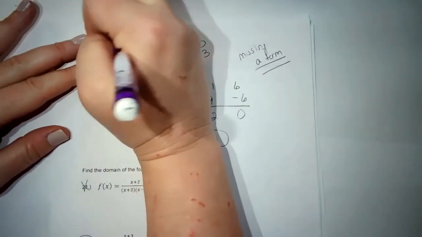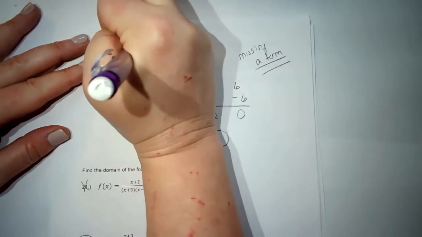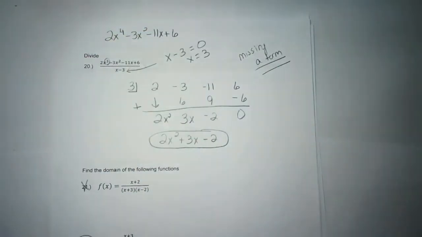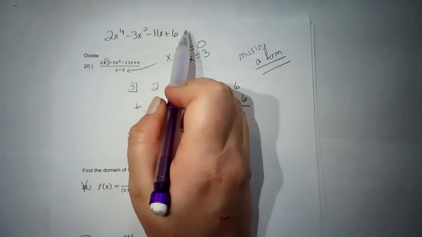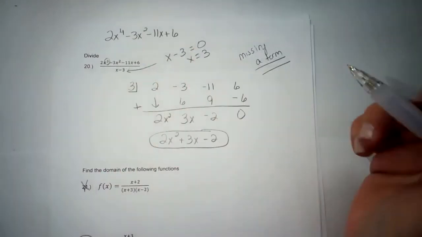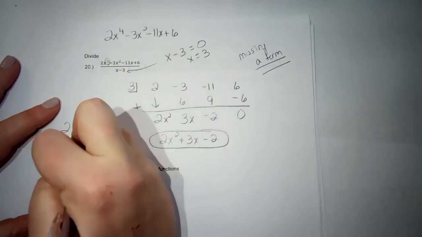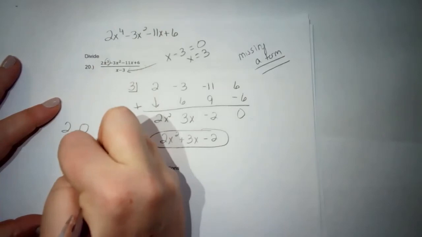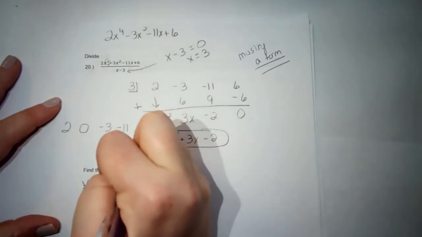So what do I mean by that? I mean, what if your original problem looked like this instead? What if that was your original poly? What are you missing here? X to the third. So how would you write the line of coefficients? You would write 2, then what? 0, then a -3, then a -11, then a 6.